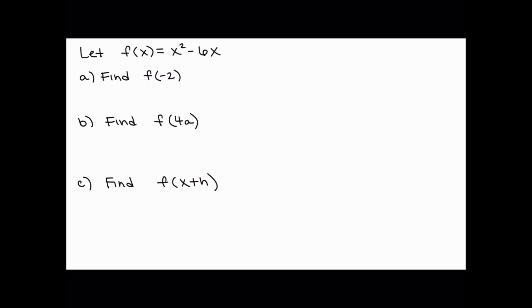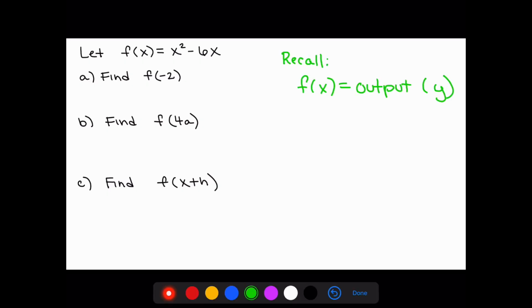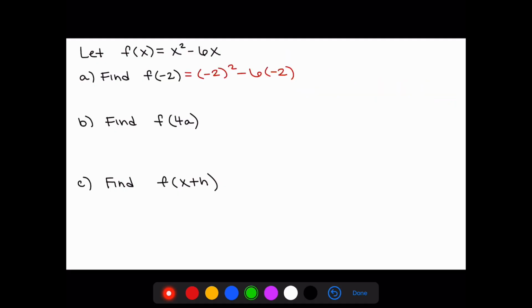f of x equals x squared minus 6x. I want to start by reminding you that notation, that f of x, stands for the output, which sometimes is referred to as the y value. So if we want to find f of negative 2, part A is asking us, what is the y value, what is the output, when x is negative 2? And so to do that, we're just going to plug the negative 2 in for the x's.